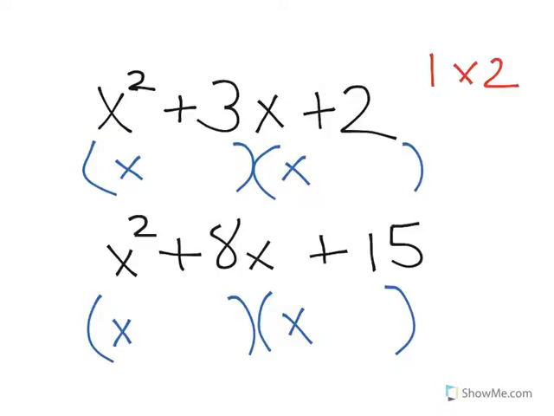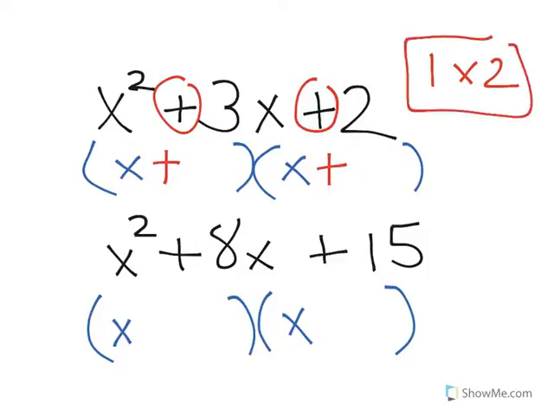Since we have a plus here and a plus here, it has to be this pattern, plus and plus. And then we just say, okay, does 1 plus 2 equal 3? Sure it does. So then we just put a 1 and a 2 there.